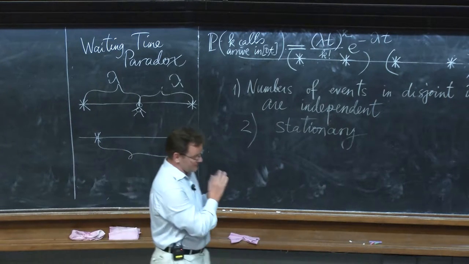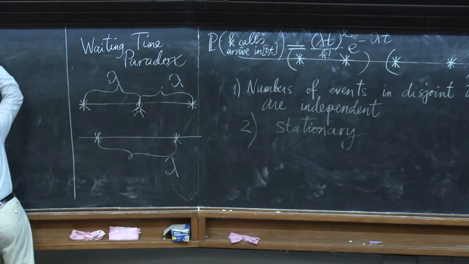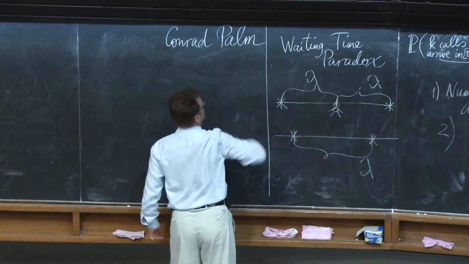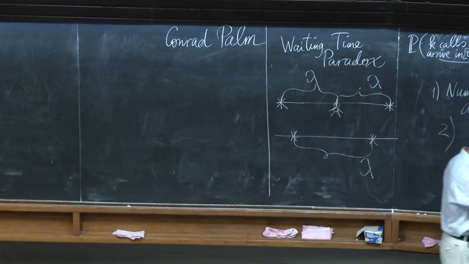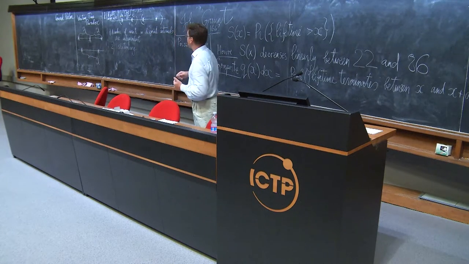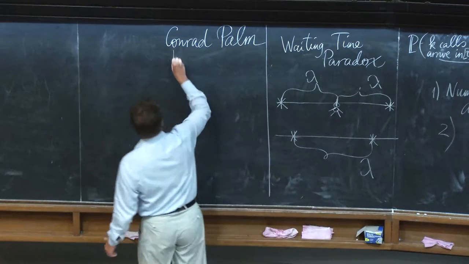So thinking about this paradox, one of the main characters of the story, Konrad Palm, was an engineer working for Ericsson before he joined the Royal Institute of Technology, and who lived a tragically short life.